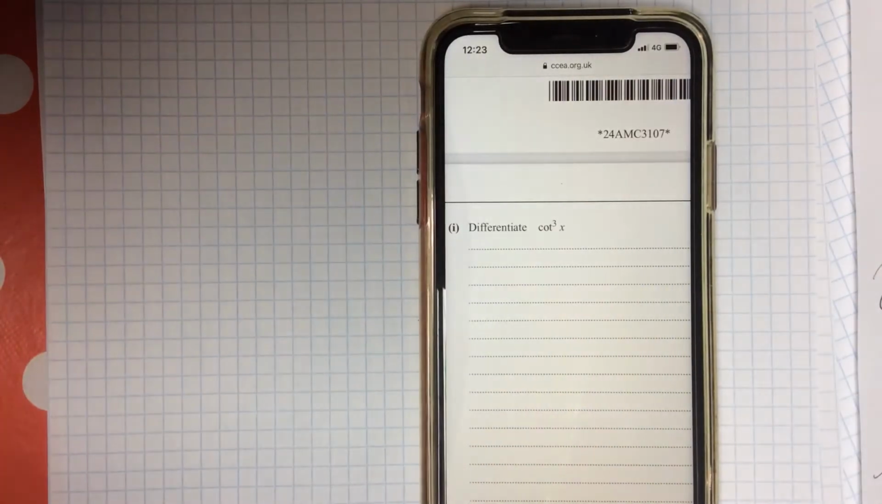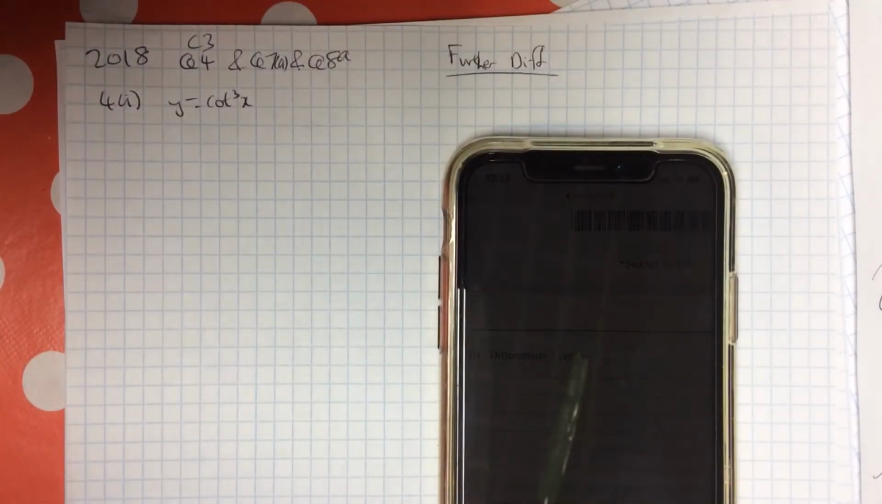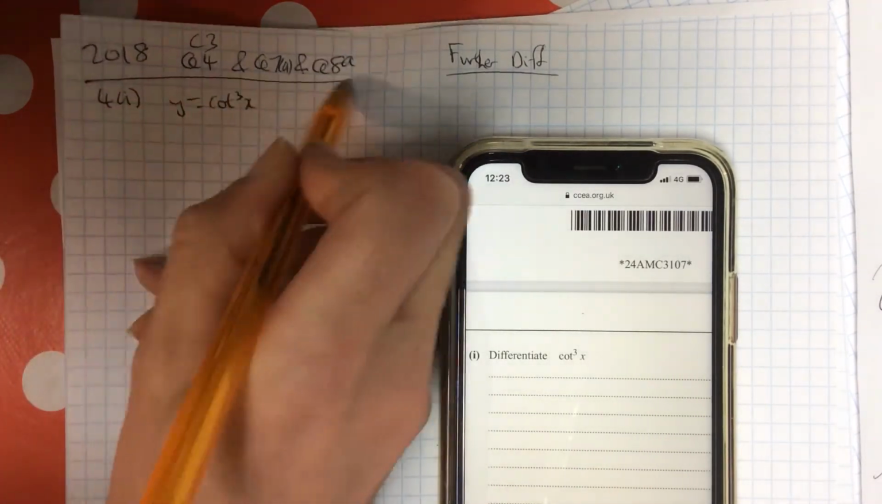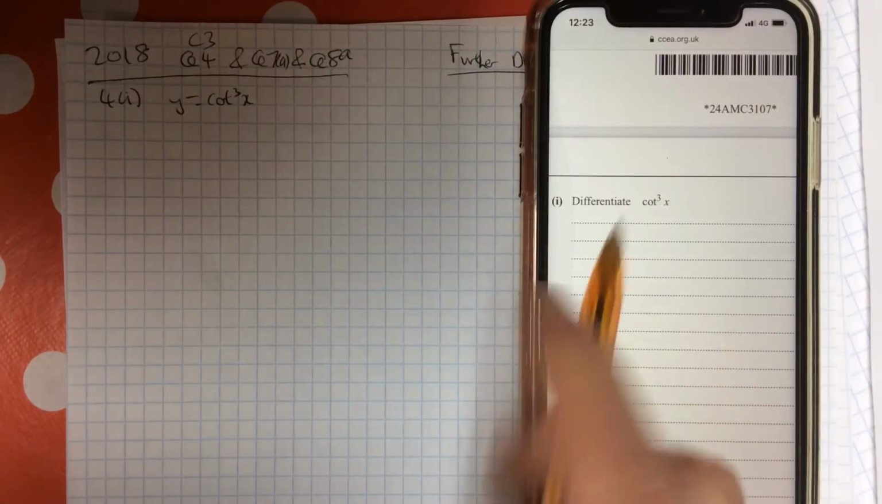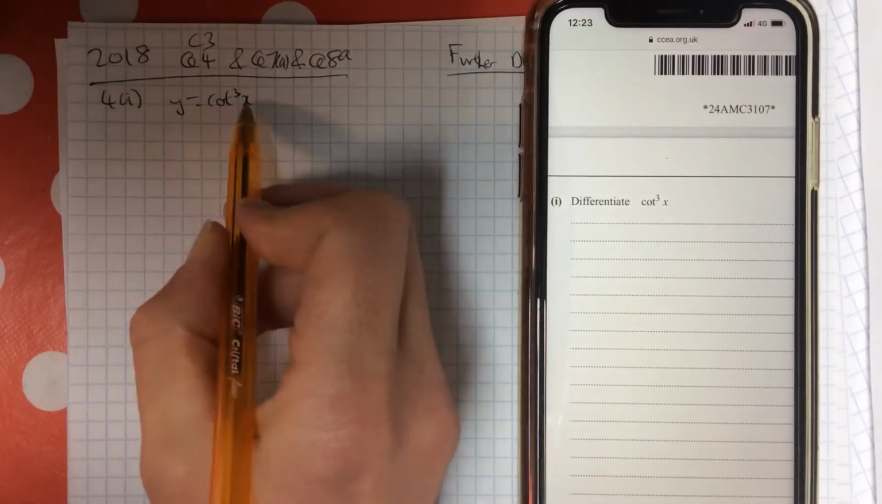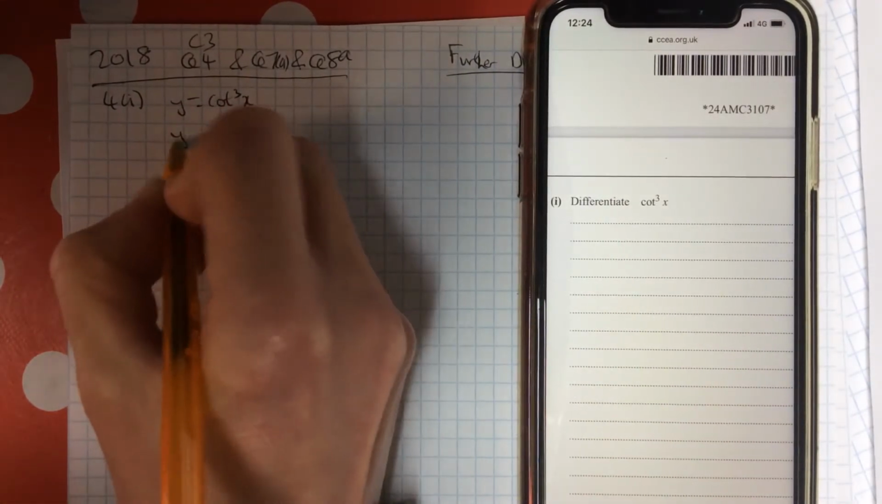Okay, going to look at 2018 and C3. There's quite a few questions in this paper, starting off with question 4. Differentiate cot 3x. So I would write it as y equals cot 3x first of all.